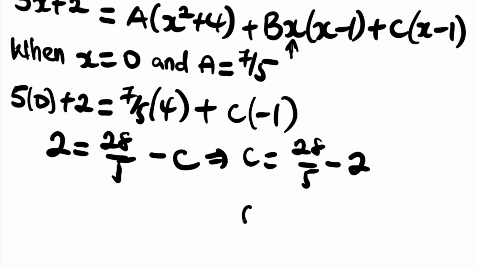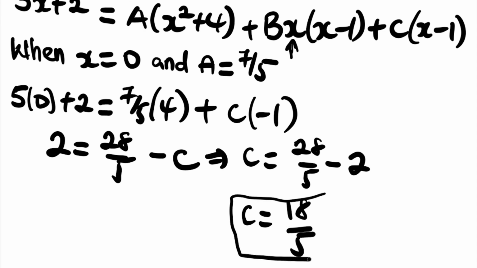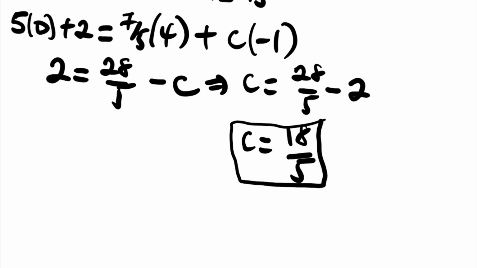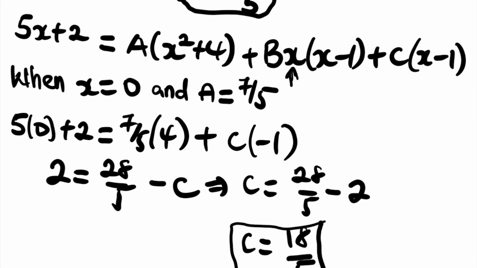By so doing, we are going to have c equal to 18 over 5. This is the value for c. Now I know the value for a and I know the value for c. Now I'm going to find the value for b. So for b, you need to pick a value that will not eliminate any other person, right? Which value of x are we going to take so that it doesn't eliminate any other person?